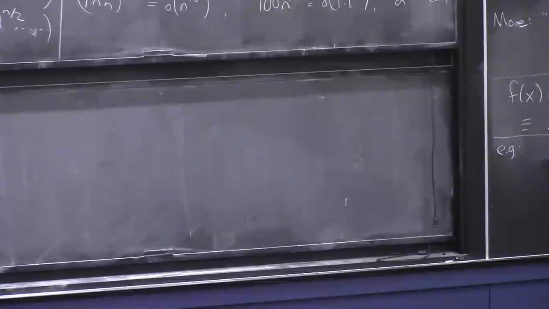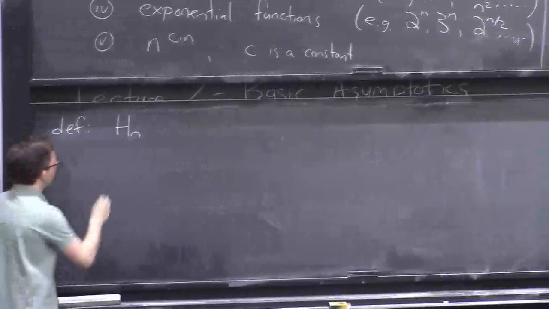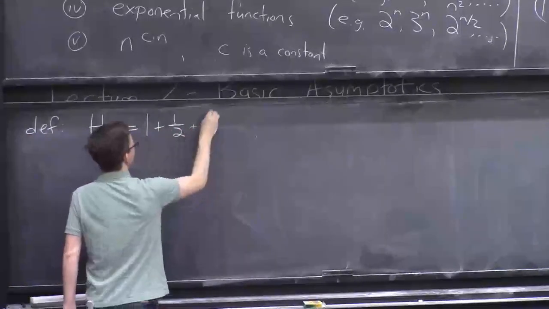Okay, so this nth harmonic number is a kind of complicated expression that comes up all the time in TCS, for example, in the coupon collector problem and elsewhere. So the definition of this is H_n. I guess it's usual to write it with a subscript rather than as a function. And it's the sum of the reciprocals of the first n numbers.